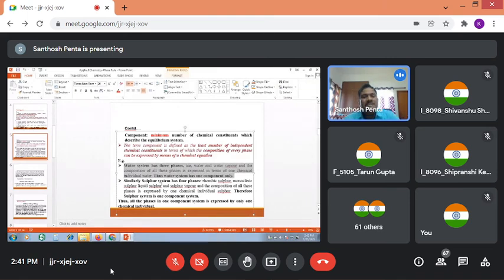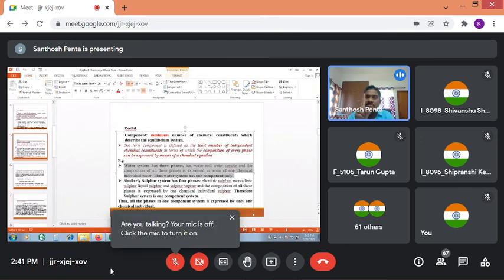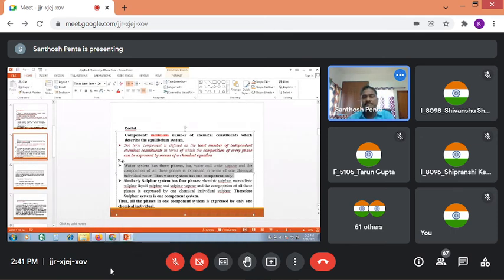Now, similarly, the sulfur system has four phases. What are the four phases? Rhombic sulfur, monoclinic sulfur, liquid sulfur, and sulfur vapor. But all these compositions are only sulfur. They are existing in different phases. Rhombic sulfur is there, monoclinic sulfur is there, liquid sulfur is there. But what is the chemical component? The chemical component is only one. Yes, sulfur. So hence, the sulfur system is also an example for a one component system.